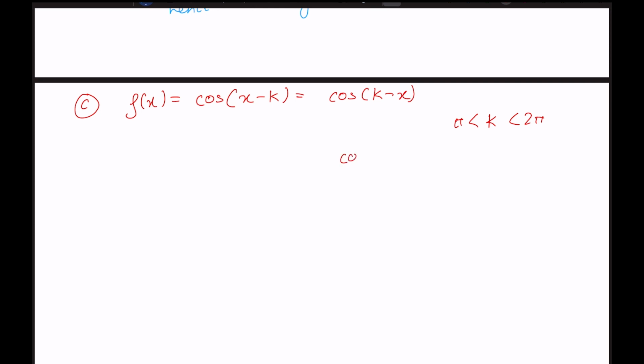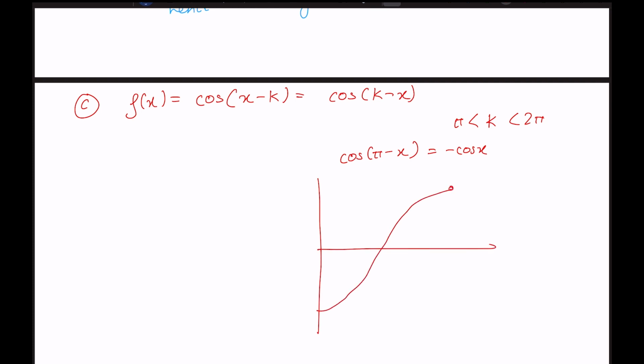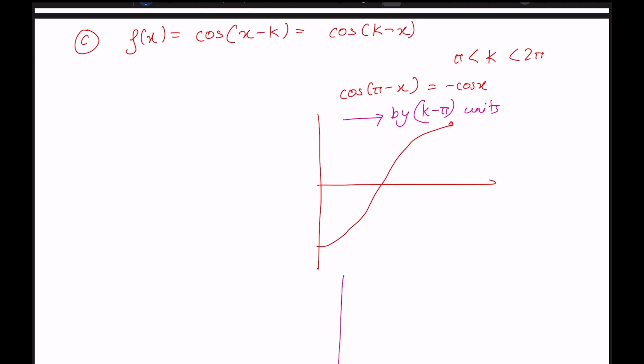When k is equal to pi, cos(pi minus x) will have a graph like this, which is basically minus cos x. The graph will kind of look like this. We have already drawn this graph, right? Now, this is cos(pi minus x). What would happen here is, if you start increasing the value of k from pi towards 2pi, this curve will start moving towards the right by k minus pi units. After it moves, the curve will look like this.